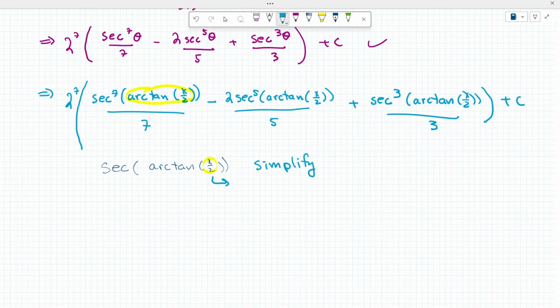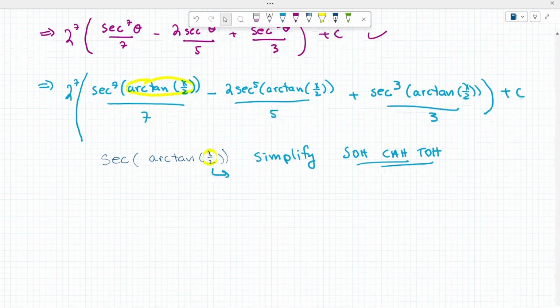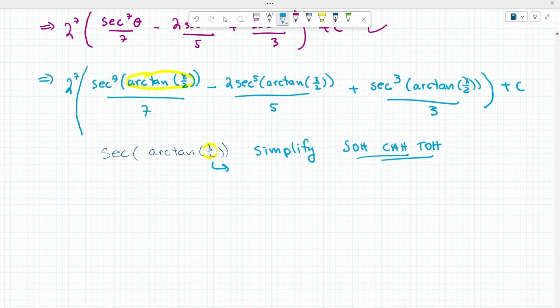So we can simplify this expression using our SOH CAH TOA. This is our nice trig rules that we can use to simplify this. So again, like I said, this ratio allows us to make a nice triangle, which will help us simplify this whole thing. So let's look at what this triangle may look like.